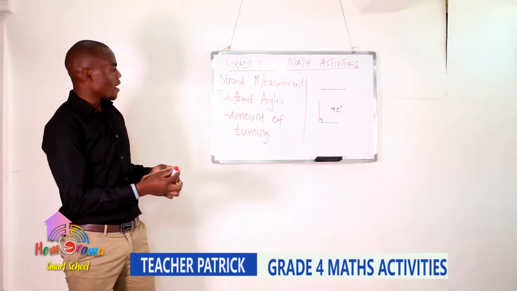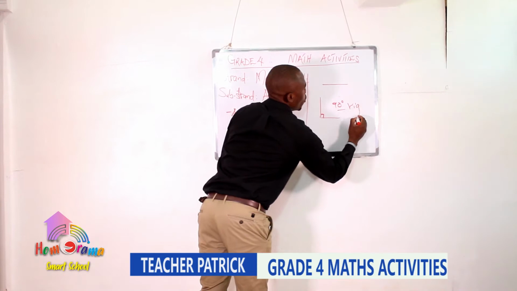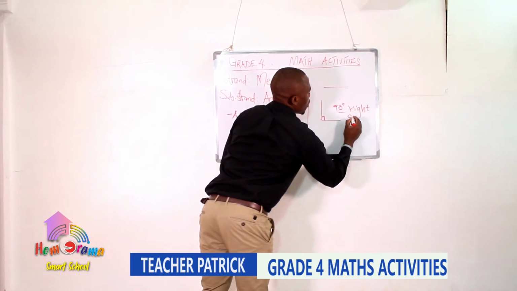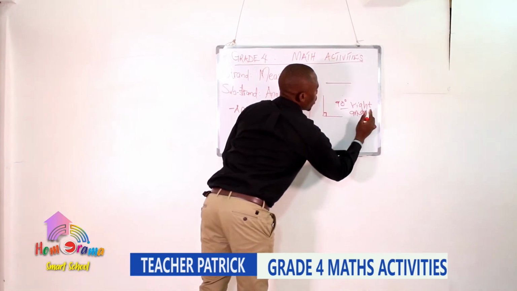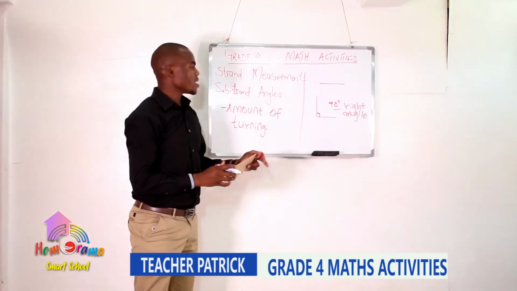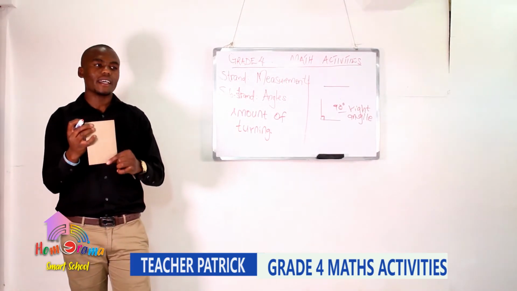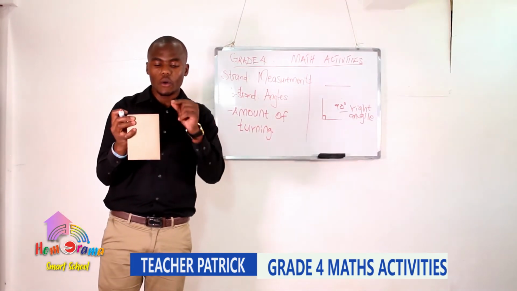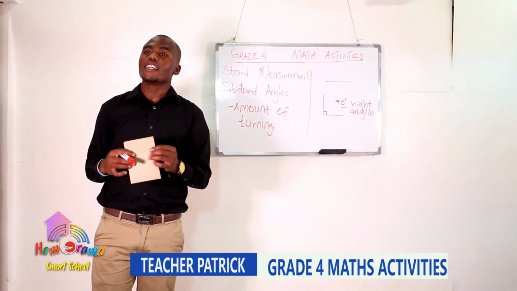Now, that is a right angle. We'll write here, a right angle. A right angle is an angle at 90 degrees. Or you can say an angle that always appears at the corners. When a corner is very sharp, the angle that's there is always 90 degrees.